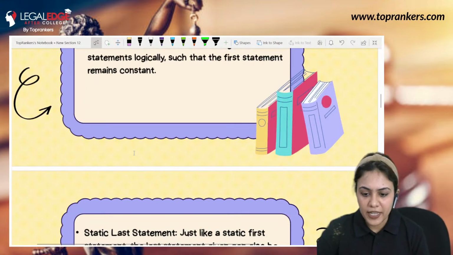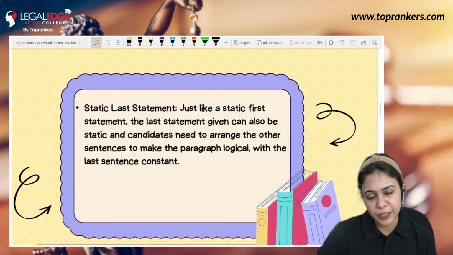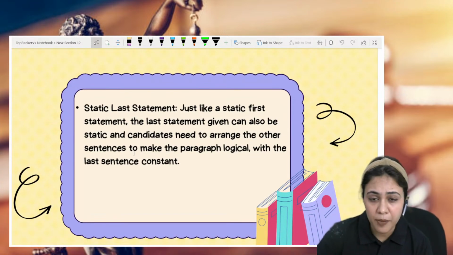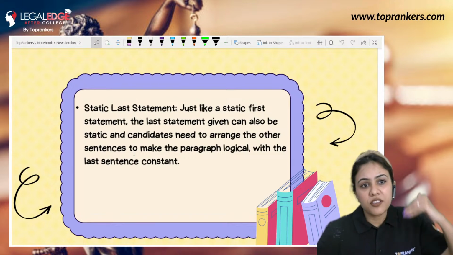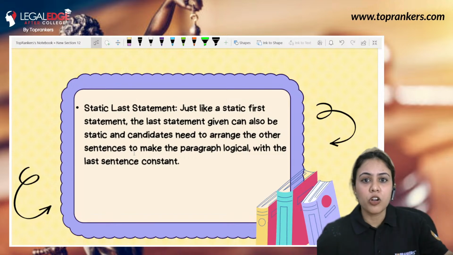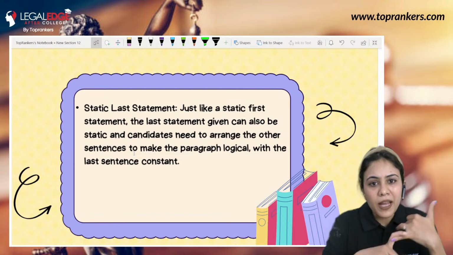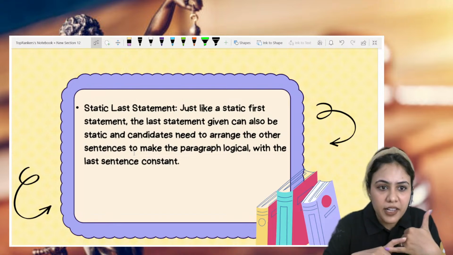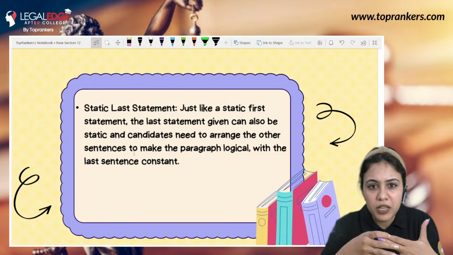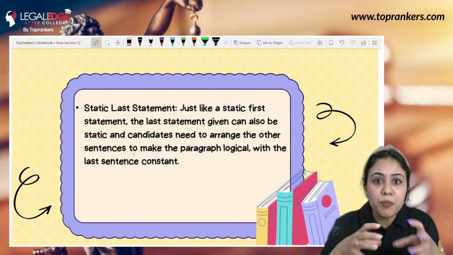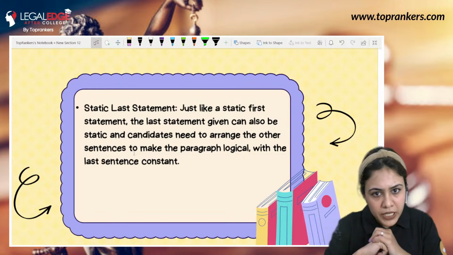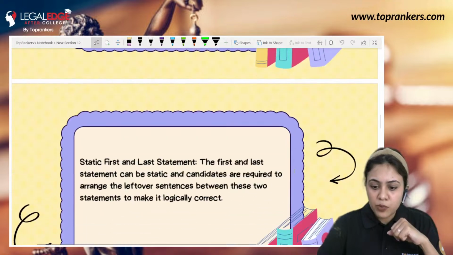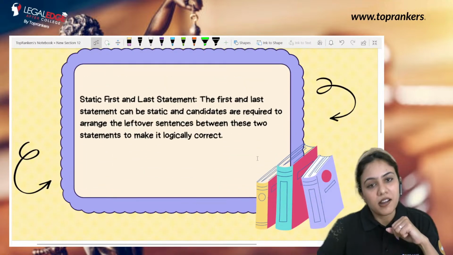Moving forward to the next one, which is static last statement. अगर स्टेटमेंट लास्ट वाला हमारा फिक्स्ड है तो इसका मतलब है कंक्लूजन जो है वो फिक्स्ड है. So again, you are supposed to arrange the first 4 sentences in a proper logical order. जैसे कि मैंने पहले ही कहा, जब भी स्टैटिक स्टेटमेंट्स रहते हैं तो पैराजम्बल्स थोड़ा सा इजी हो जाता है, because at least you know that there is some point of reference, कोई फोकल पॉइंट है जिसके अराउंड ही आपको पूरा पैराग्राफ बिल्ड करना है.